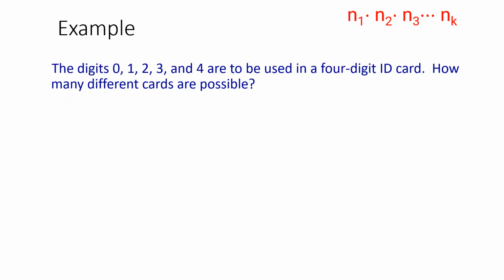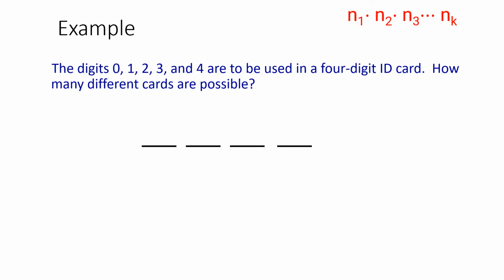Here's another example. The digits 0, 1, 2, 3, and 4 are to be used in a 4-digit ID card. How many different cards are possible? How many different numbers, it would have to be a different number on each card. So the question is basically, how many different ways can we come up with a 4-digit number just using the digits 0 up through 4? Well, again, we can consider this as 4 choices. What goes in the first slot, what goes in the second, in the third, and the fourth.